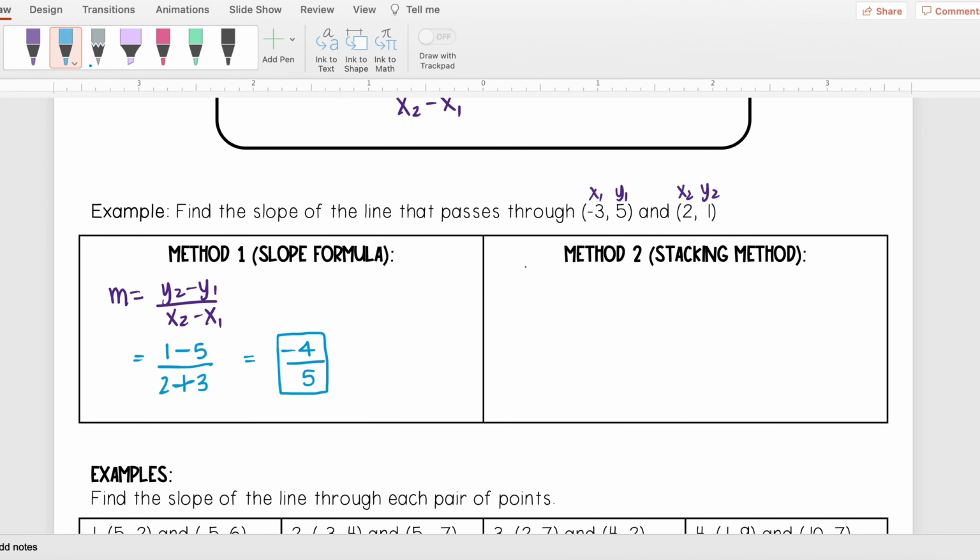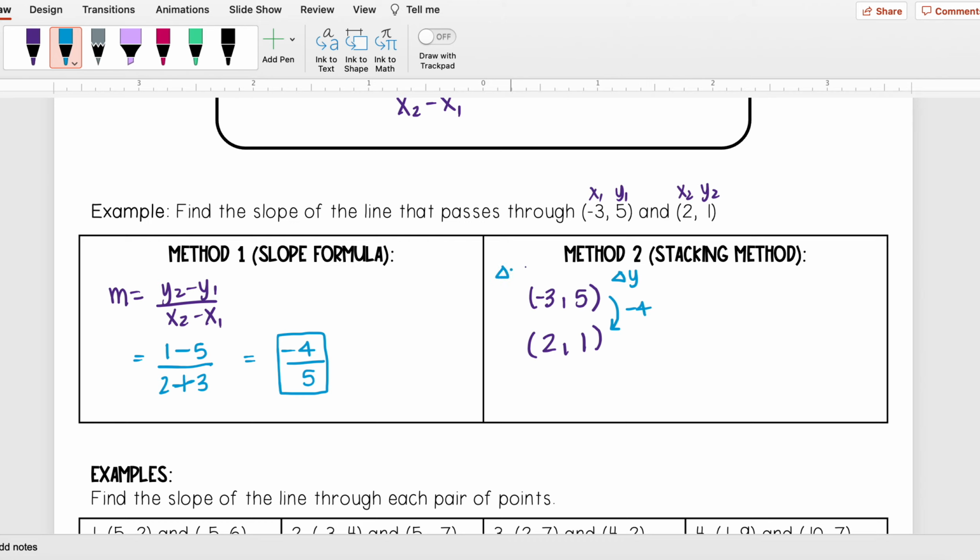Another method that you can use is something called the stacking method. And so with the stacking method, what I'm going to do is I'm going to first actually stack these points. So I have -3, 5 over 2, 1. And now I'm going to look at finding what my change in y is. So I'm going to see, how do I get from 5 to 1? Well, to get from 5 to 1, I need to do 5 minus 4, and that gets me 1.